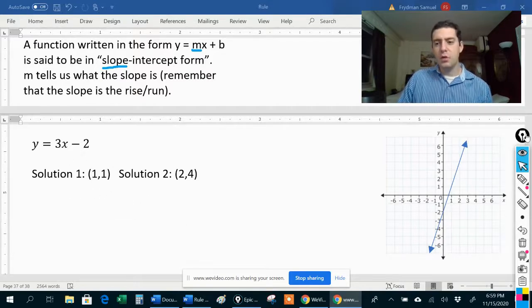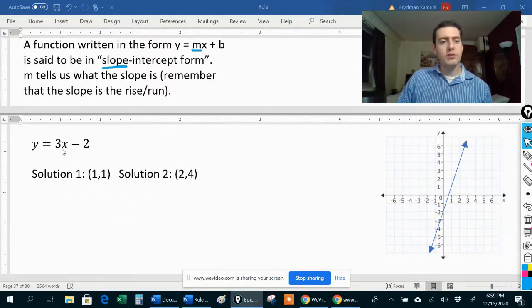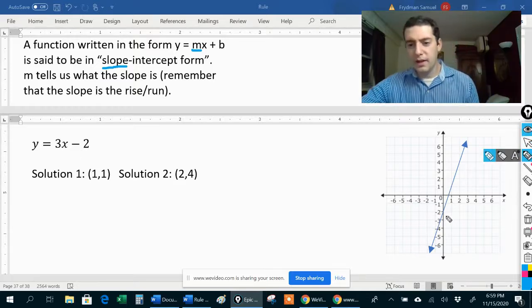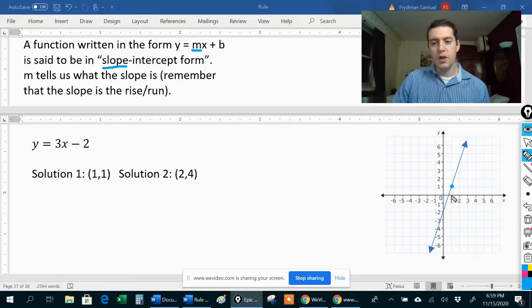We have the equation y equals 3x minus 2, and here are all these solutions plotted out on this coordinate plane over here. For example, one solution, which I call solution 1, is just the point (1, 1). Okay, and that is right over here. And you can verify for yourself that if you plug 1 in for x and 1 in for y, then both sides would end up being exactly the same.